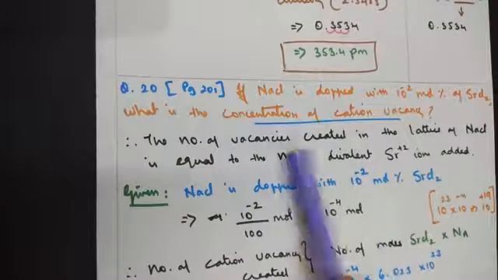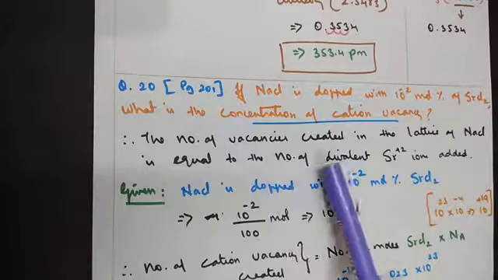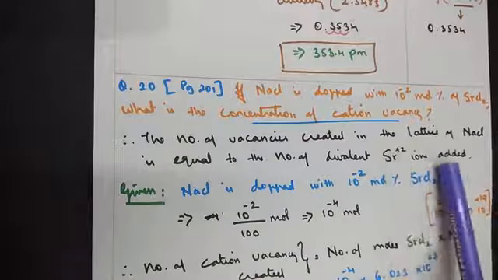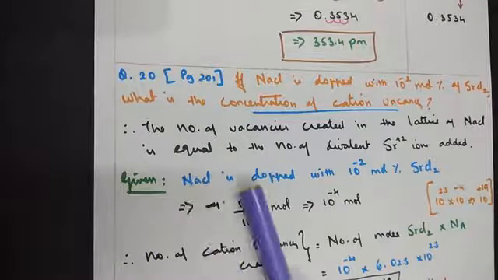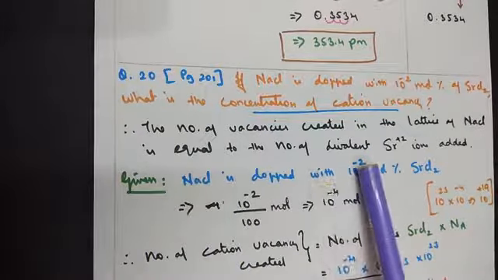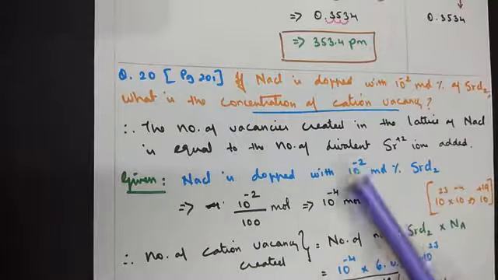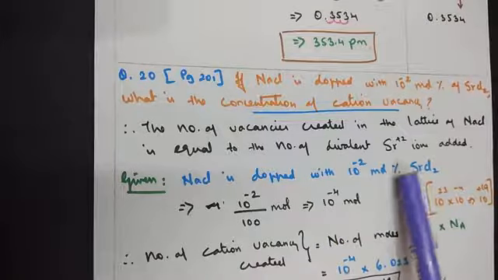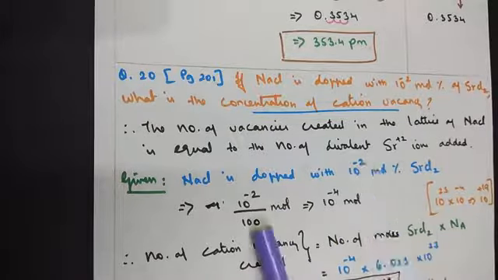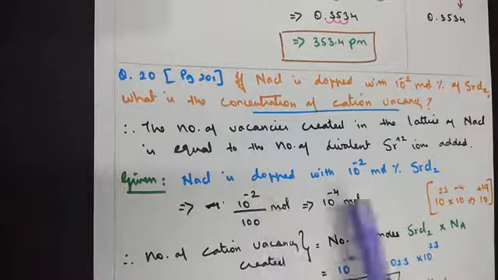The number of vacancies created in the lattice of NaCl is equal to the number of Sr2+ ions added. So going back to the question, the given detail: NaCl is doped with 10 to the power minus 2 mole percentage of strontium chloride. Now let's convert it. 10 to the power minus 2 mole percentage is given, so the given number divided by 100. Now the 2 zeros we take to the numerator, so it becomes 10 to the power minus 4 mole.